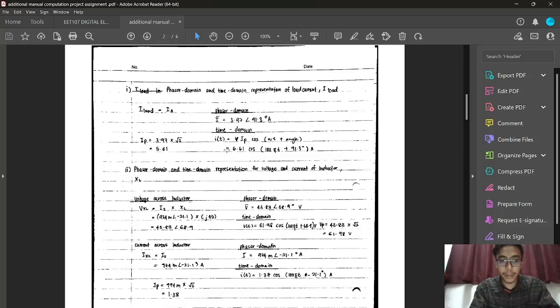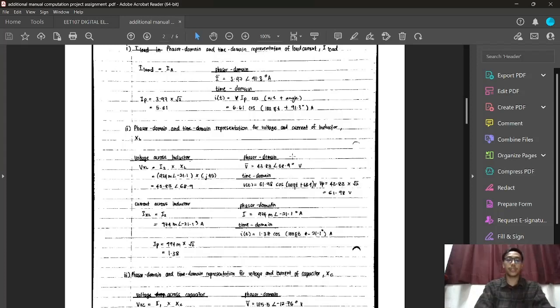For the time domain for I load, using IP, which is IRMS multiplied by square root of 2, I get 5.61. So in the time domain, the form is 5.61 cos of 100 pi t plus angle 91.3.